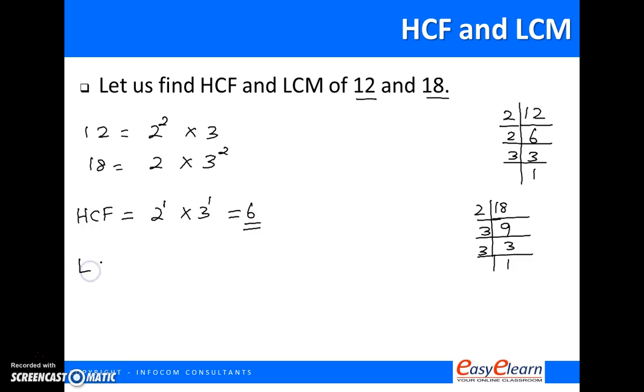When you are looking for the lowest common multiple, again you look at the powers, 2 power 2 and 2 power 1. In the lowest common multiple, you take the largest power, which is 2 power 2. Similarly, for 3 power 1 and 3 power 2, you take the largest, 3 power 2. So 2 power 2 is 4, 3 power 2 is 9, and the answer is 36.